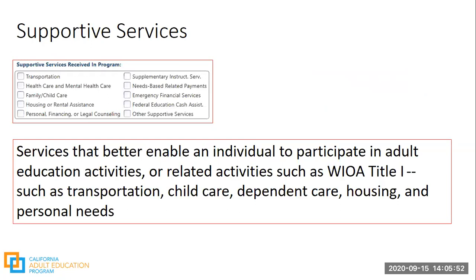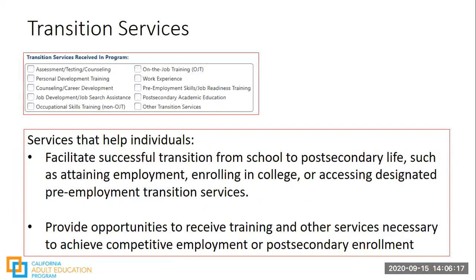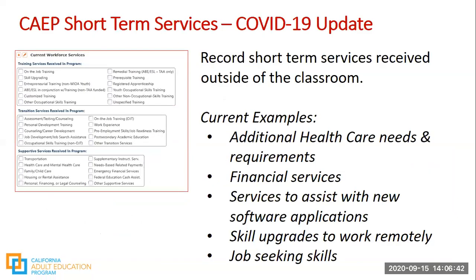So all those things that focus on the individual needs rather than the instructional needs are those services under supportive services. Training services are more focused on training and instruction, things that help students get jobs, things that focus on economic priorities in your local region, might give them more skills so they can get better jobs and so on. Those are generally what we're talking about when we say training services. And then transition services, I would say are a lot like training services, but they are more specific, really helping that student specifically transition to the workforce, to workforce training, and or to college.